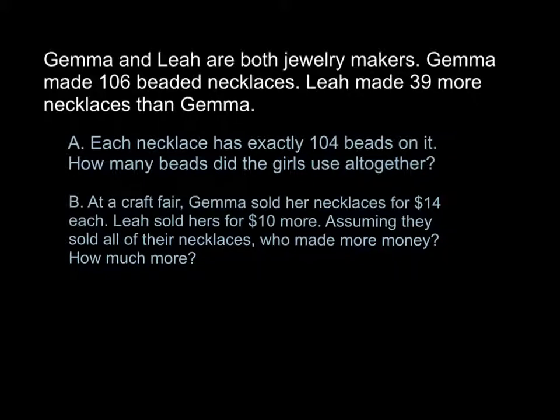Part B. At a craft fair, Gemma sold her necklaces for $14 each. Leah sold hers for $10 more. Assuming they sold all of their necklaces, who made more money? How much more? We're going to take it step by step. First, we need to look at the white part of the problem. They're both jewelry makers. That's fine. I don't need to know too much about that.